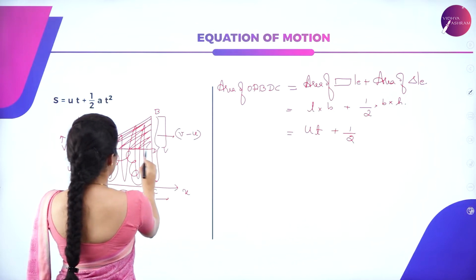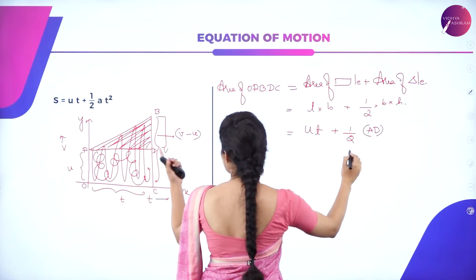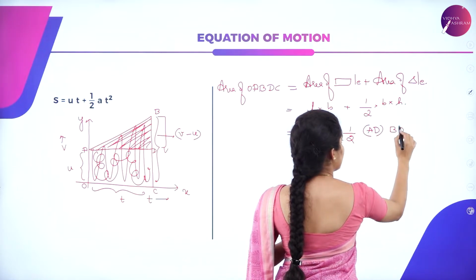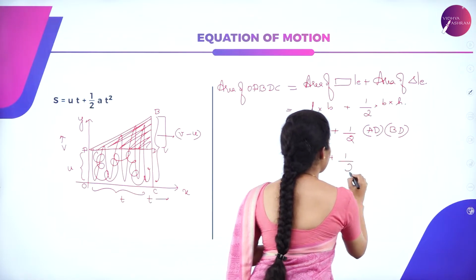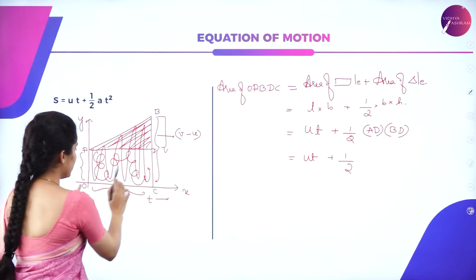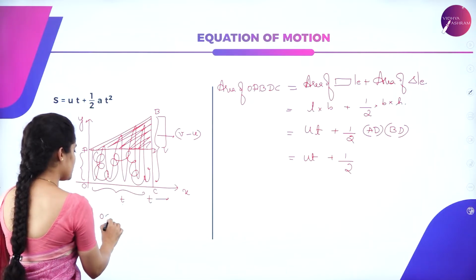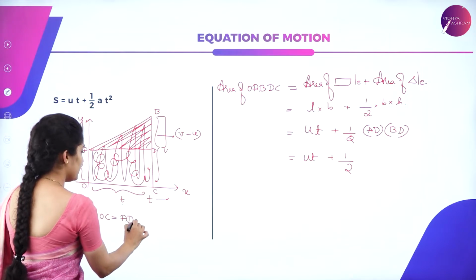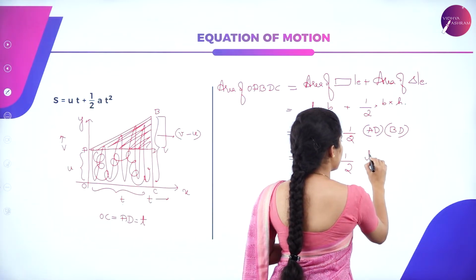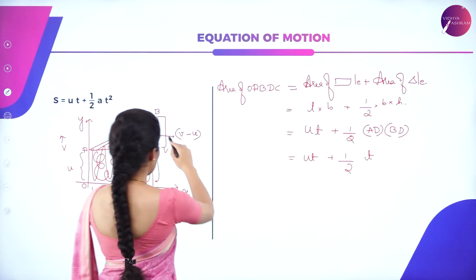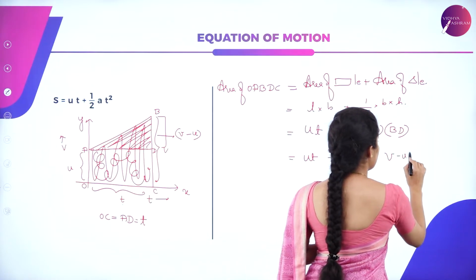The base of this triangle is AD, into the height of this triangle, which is BD. So it is equal to ut plus half. Since AD is parallel to OC, and the OC value is t, that means OC is equal to AD, which is equal to t. So you have t here, and the BD value is v minus u.